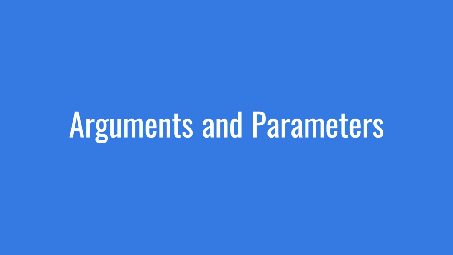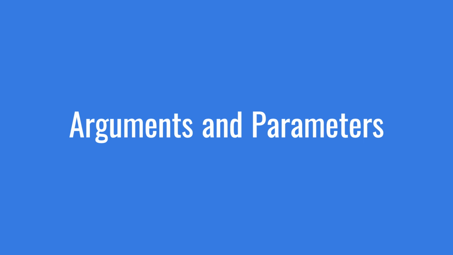Hello, I want to talk about arguments and parameters. These terms tend to be used interchangeably. What they have to do with is basically data that you pass to a function. So a parameter is a variable in a function declaration and a function definition. Remember this difference between function declaration, function prototype, and function definition.